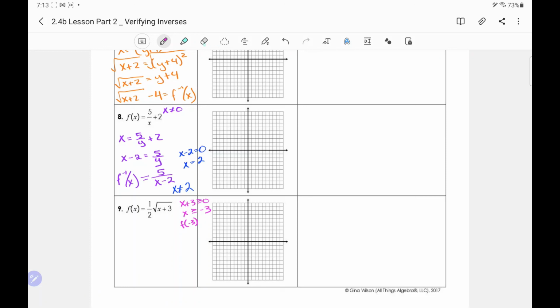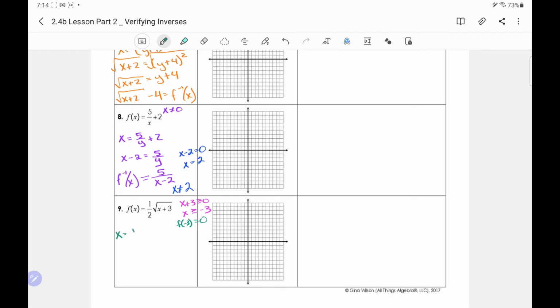Let me change my pen color for that. So for f of -3, we're going to plug it in, and -3 plus 3 is 0. The square root of 0 is 0 times 1/2 is 0. So it's going to be 0. That means when we get our inverse function, the domain is going to be restricted to x being greater than or equal to 0. So let's go ahead and find that function.